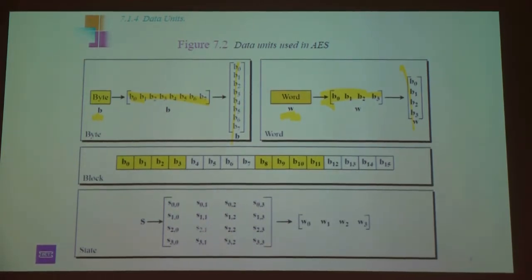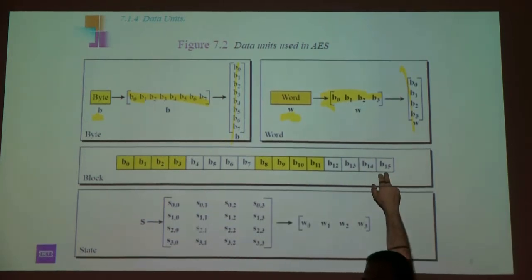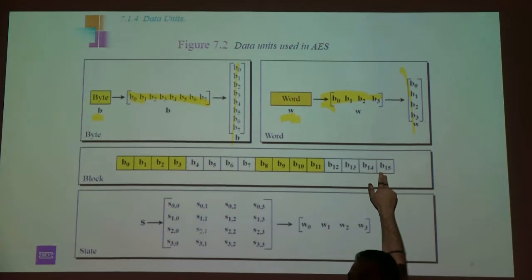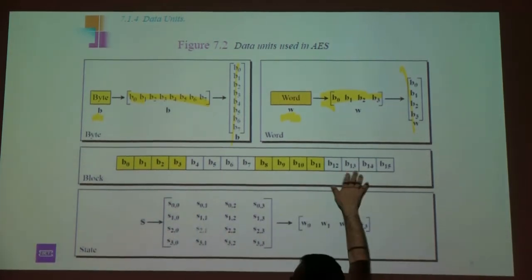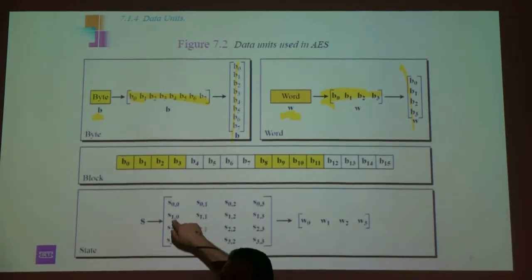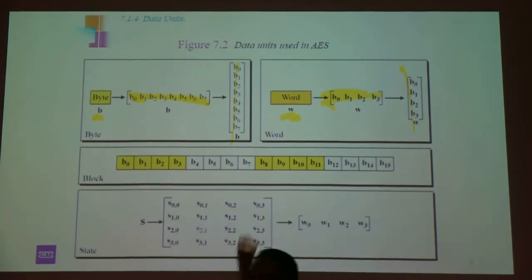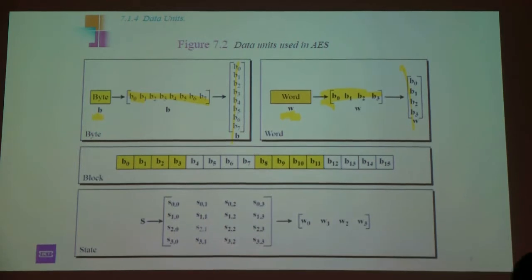Many times when we play with it, we arrange it differently in a state. That's exactly how the state is formed, in the same order. We start from B0 until B15: B0, B1, B2, B3, B4, and so on and so forth.